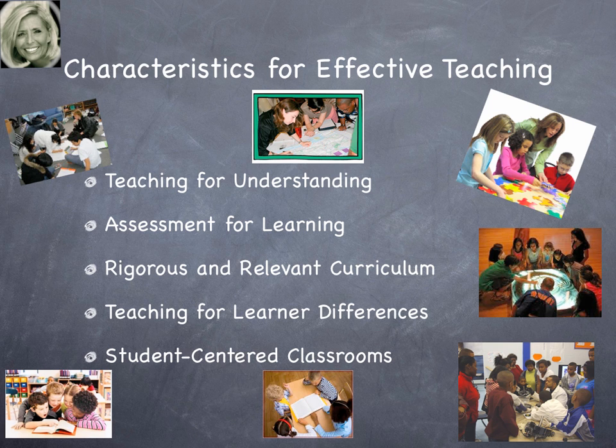Rigorous and relevant curriculum is basically complex curriculum that involves real-world situations. Teaching for learner differences, using student and instructional assessment data to make sound instructional decisions to meet the needs of individual students. And then the last one, student-centered classrooms, really involves curriculums that require teachers to connect students' experiences, interests, and environment. The teachers encourage students to reflect on their own thinking and learning.